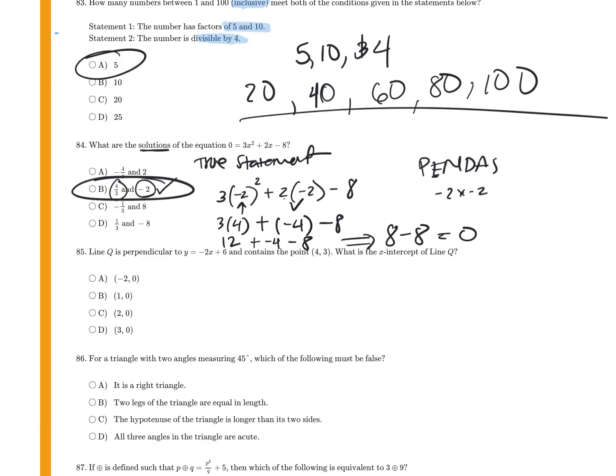Okay, number 85. Line Q is perpendicular. There's a vocabulary word. Perpendicular to y equals -2x plus 6 and contains the point 4, 3. What is the x-intercept of line Q?